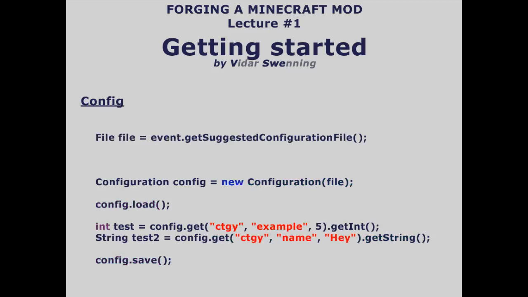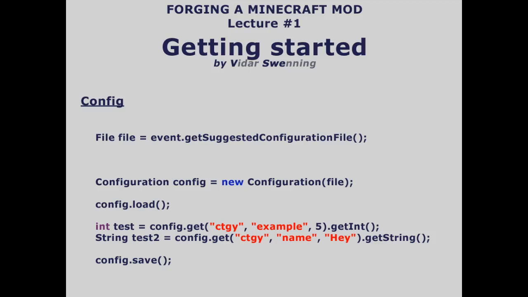Next step was to make a config file, and to do so we could use that first line that you see to get the suggested configuration file that FML suggests us to use, which is very simple. In the preInit method we just do event.getSuggestedConfigurationFile. Very easy. Okay, and the next part here is to create the configuration file like that. So we just load it from the file, and then we use config.load to get all the information, and in the end we do config.save.